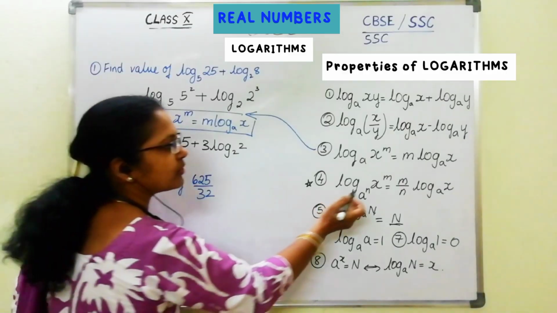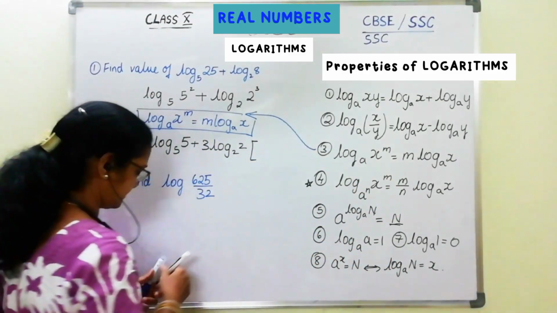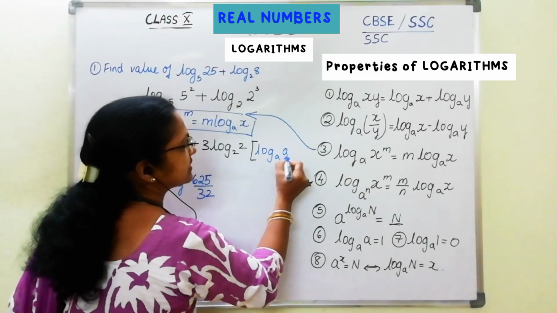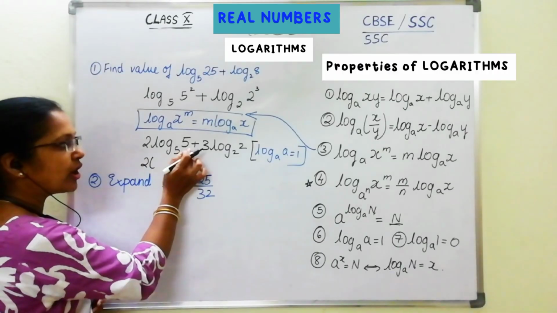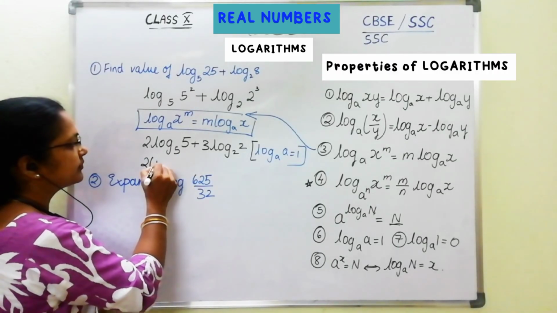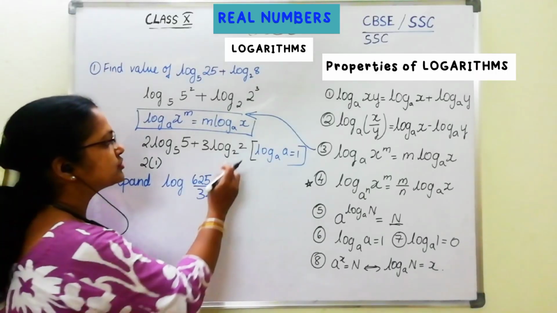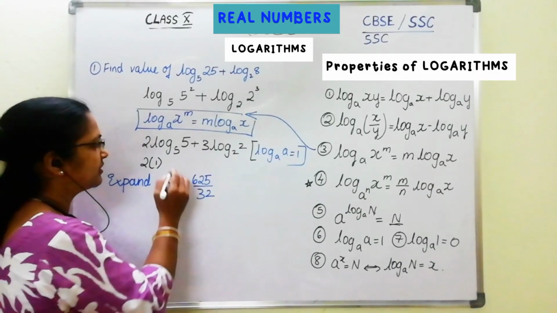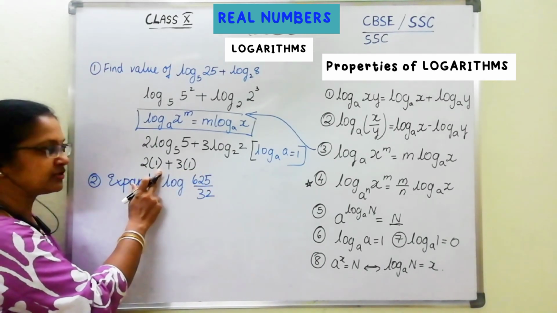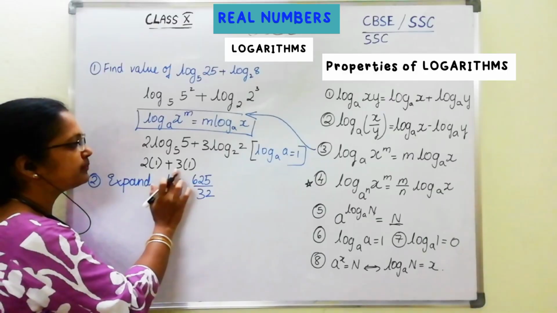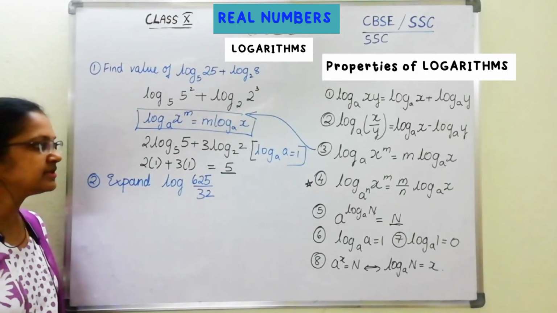Now another formula. What is that? Log a base a. It is log a base a is equal to 1. So based on that one, 2 into log 5 base 5 means 1. Log 10 base 10 is 1. Log 7 base 7 is 1. So log 2 base 2 is also 1. Plus 3 into 1. So it's very clear that 2 ones are 2, 3 ones are 3. 2 plus 3 is 5. Hence the answer for this logarithm is 5.